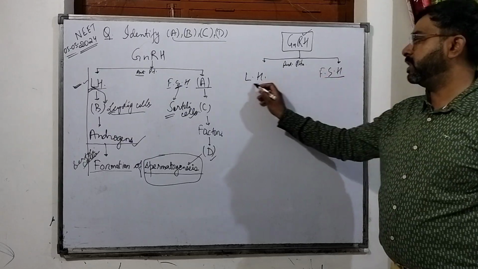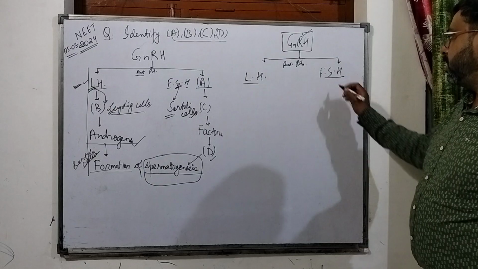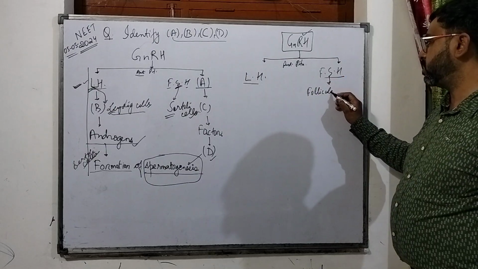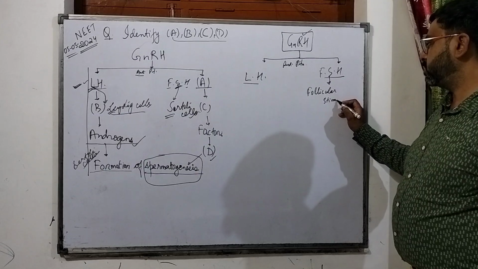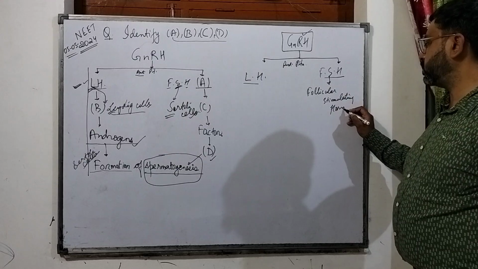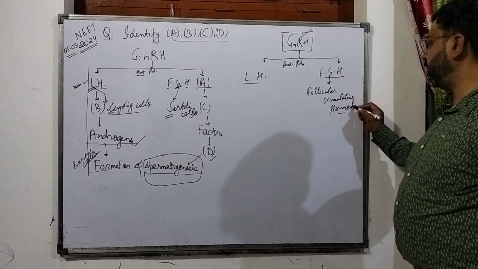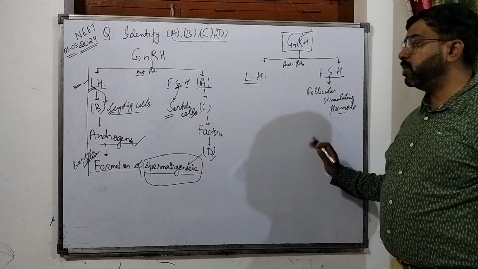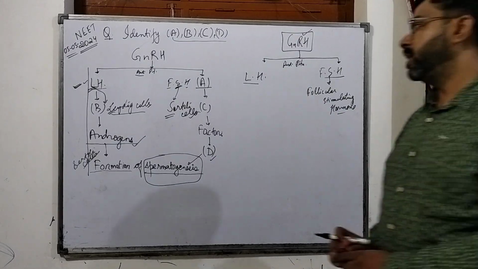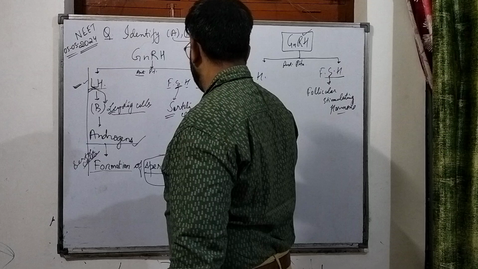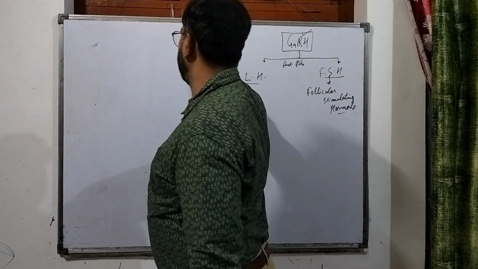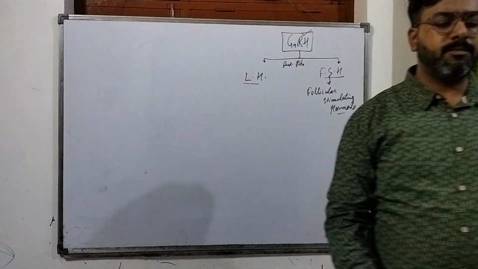Here FSH means follicle stimulating hormone. This follicle stimulating hormone will induce the formation of follicles. It will enhance follicular formation in human females. As in male it was inducing the Leydig cells, but in females it is going to induce the growth of follicles.